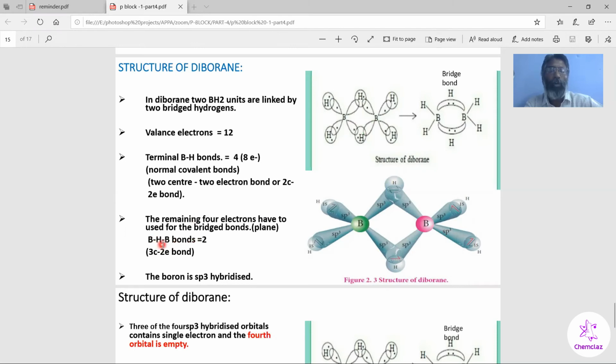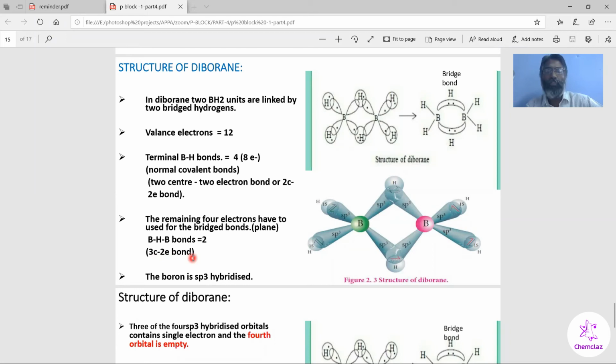So how many boron hydrogen boron bonds? Okay, 2 boron hydrogen boron bonds. So this bond is called a 3 center 2 electron bond. Center 1, center 2, center 3. 3 centers, only 2 electrons are involved. So the bond is called a 3 center 2 electron bond.